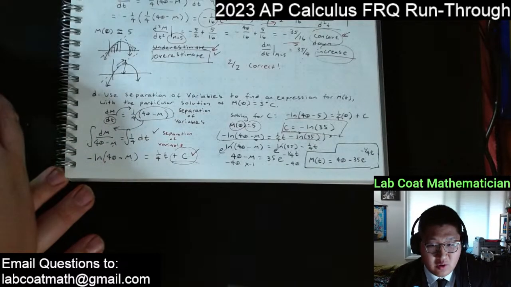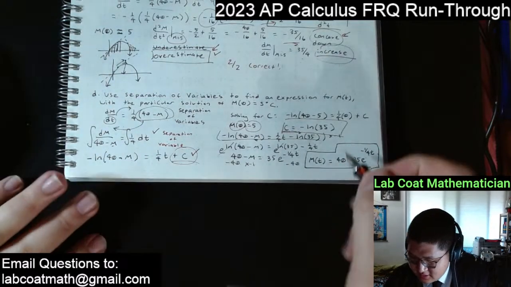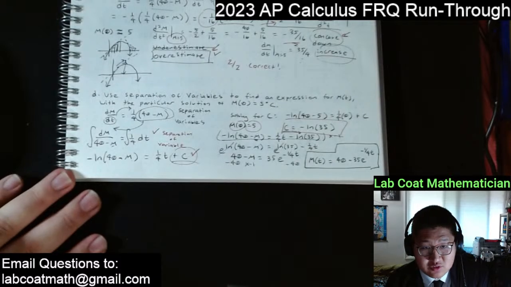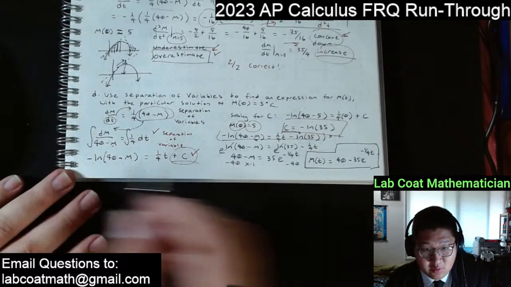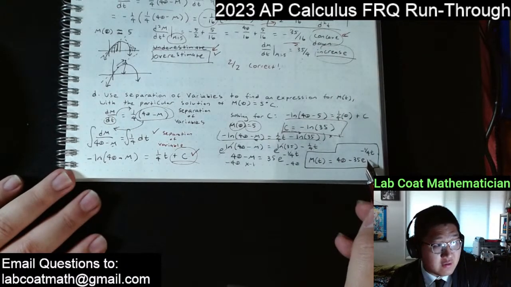And then we do our last line of work here to conclude that m of t is equal to 40 minus 35 e raised to the negative 1/4 t.